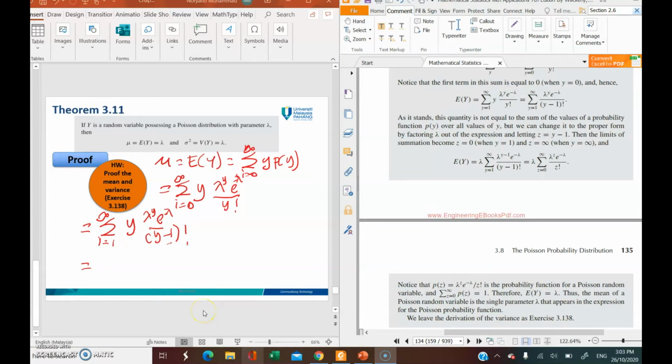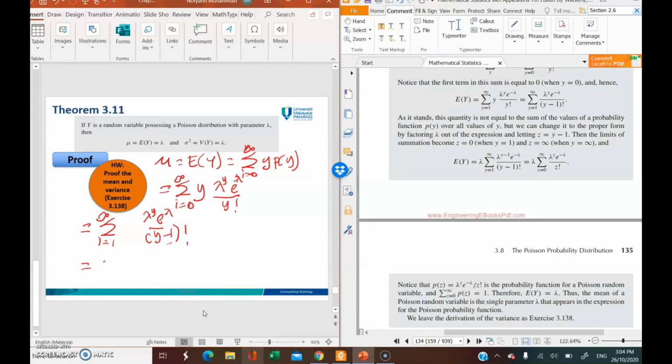Okay, so now this one we have a mistake here. When we have i from 1 to infinity, this y is no more. We only have this one: lambda power y, exponent negative lambda, over y minus 1 factorial. So now, in order to solve this one, we use the previous lesson.